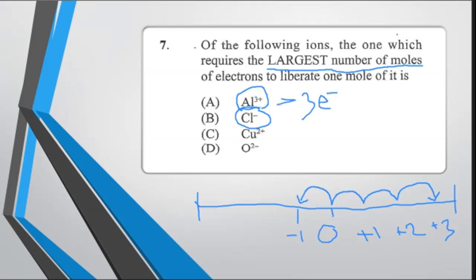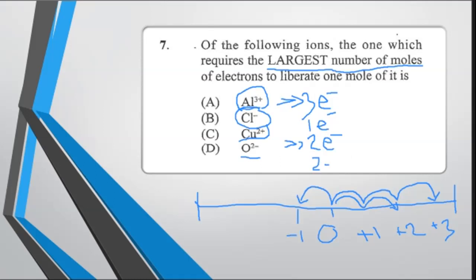All right? While chlorine must gain 1 electron, copper is Cu2+, so it would most likely lose 2 electrons. So copper loses 2 electrons, and oxygen needs to gain 2 electrons. So copper is losing 2 electrons while oxygen is gaining 2 electrons.